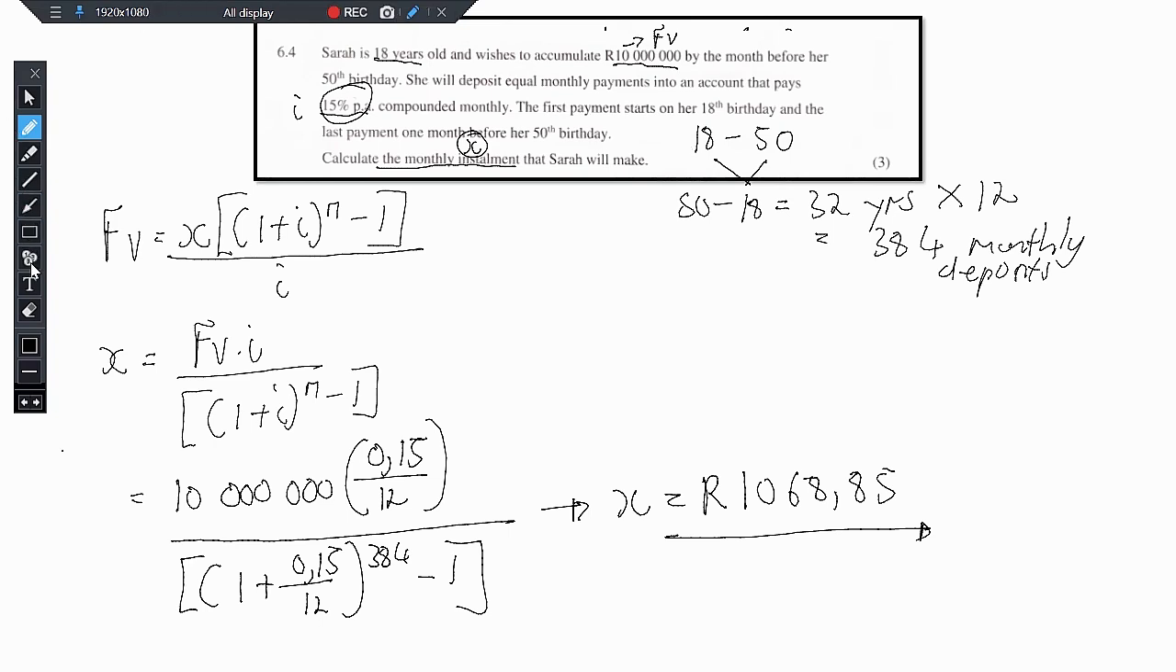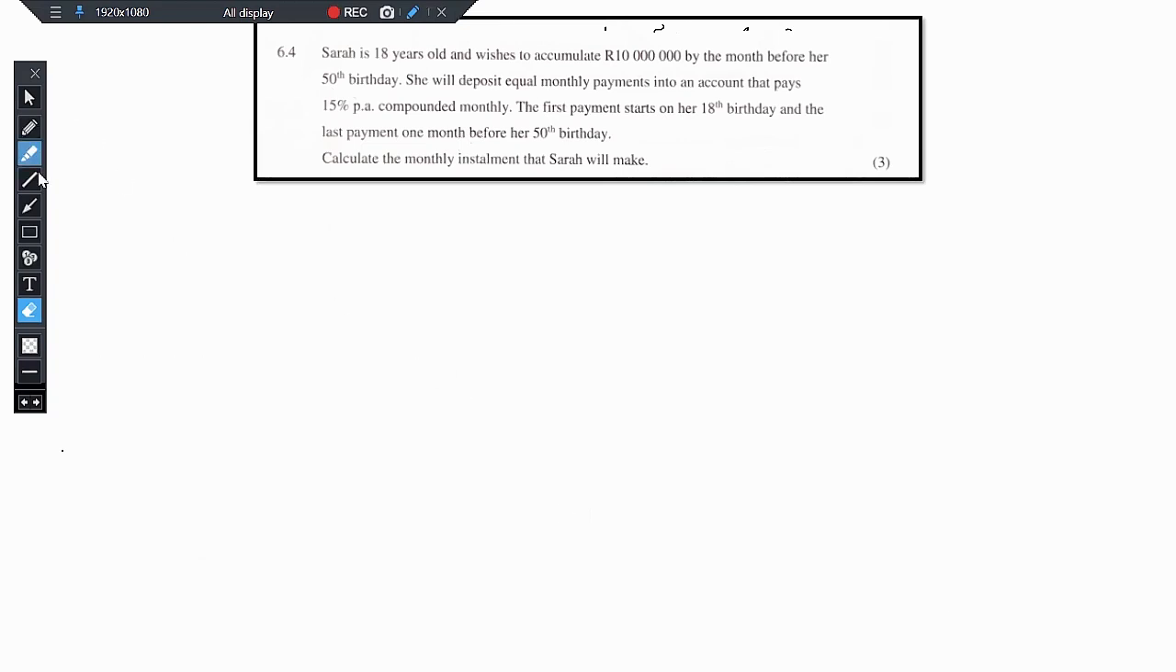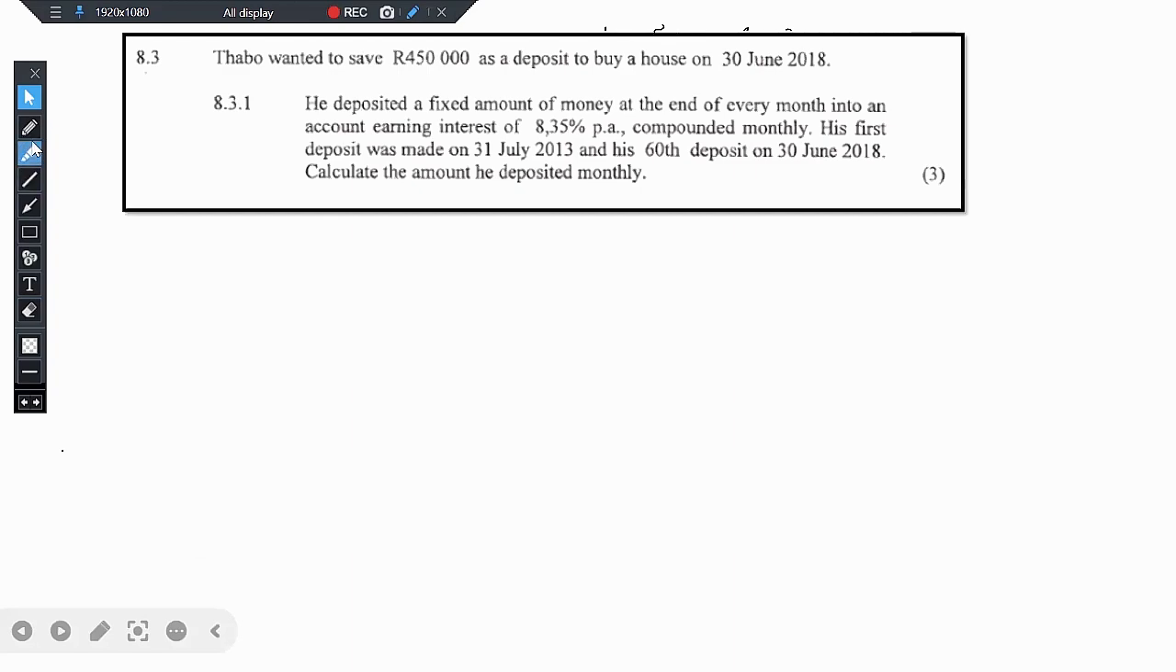So let's look at yet another example so that we better understand the use of this formula. You will see how simple it makes things to be. Okay, so 8.3 says Thabo wanted to save 450,000. That's our future value amount. That's the money Thabo hopes to accumulate in the future after the investment period.